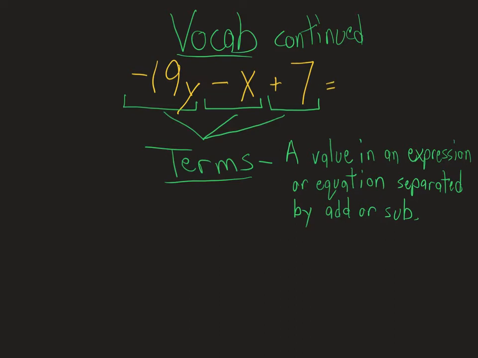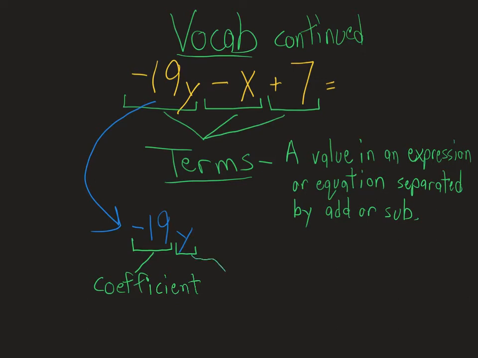The negative 19y here has a name for each piece of this term. The negative 19 is called a coefficient. I think I'm spelling that wrong. Coefficient. There we go. And the y, of course, is a variable. So we've got a coefficient and a variable, and together you could say that's a variable term.